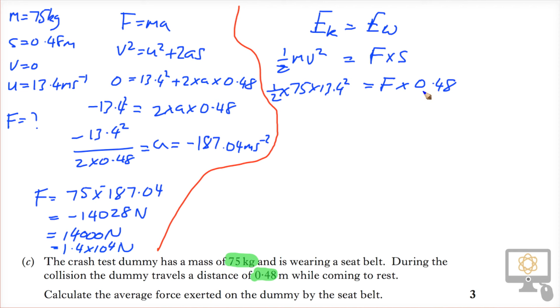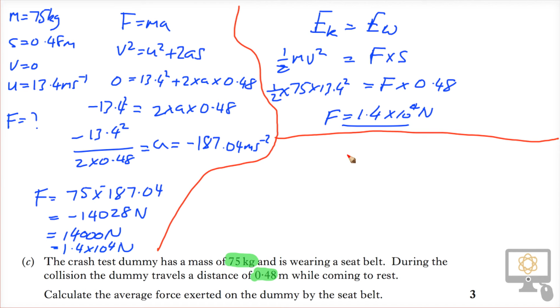If we rearrange that by bringing this over to this side, then we get the force to be the same as before, 1.4 times 10 to the plus 4 newtons. Okay, so that's the second method. But of course, this is physics, so there is indeed a third method. So I'm just going to put another line across there, and we'll try the third method now.